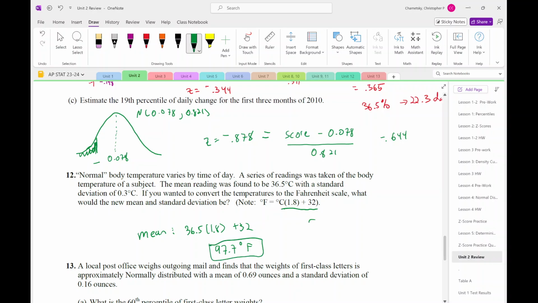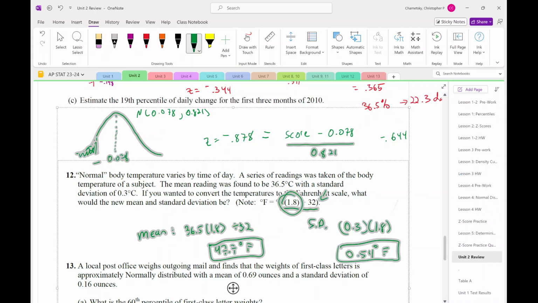Okay. Standard deviation. The only thing that affects the standard deviation is the multiplication part. So just the 1.8. When we add 32, all that happens to all of our numbers is that it shifts by 32 degrees. But the spread does not change by adding. So that has no effect on the standard deviation. Only the multiplication does. So the standard deviation is going to be 0.3 times 1.8, which gives us a standard deviation of 0.54 degrees Fahrenheit. Okay.